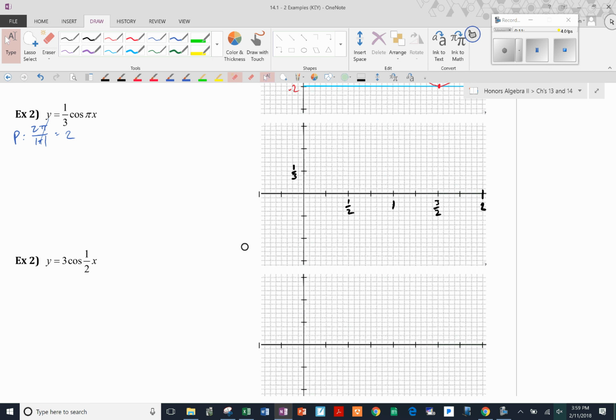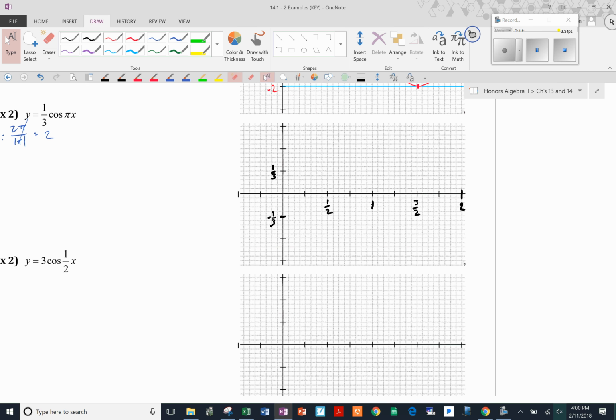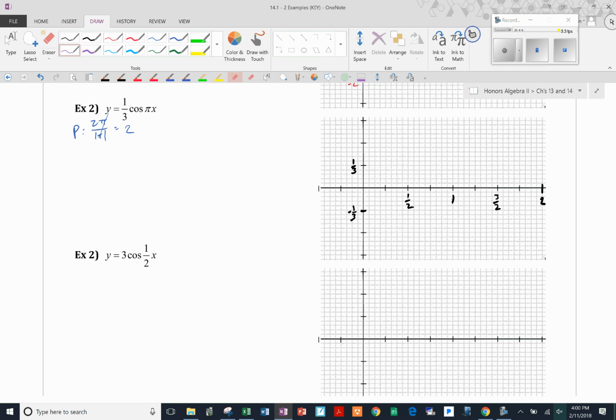This is a cosine function, so I know it's going to start at that 1/3 and then come down to begin with. Actually, we're good to go here. We can go ahead and start plotting some of these points. Oh no, I'm sorry. The square root of 2 over 2 values would be 1/3 times the square root of 2 over 2, which is approximately square root of 2 over 6.